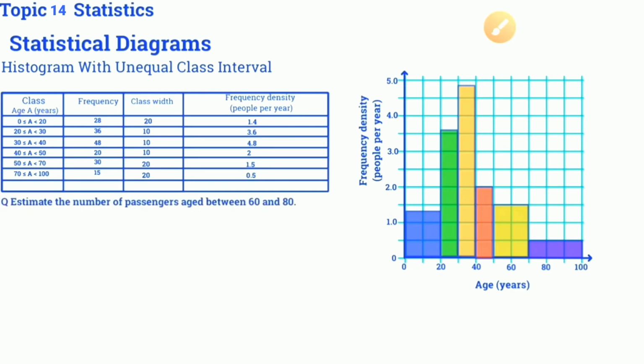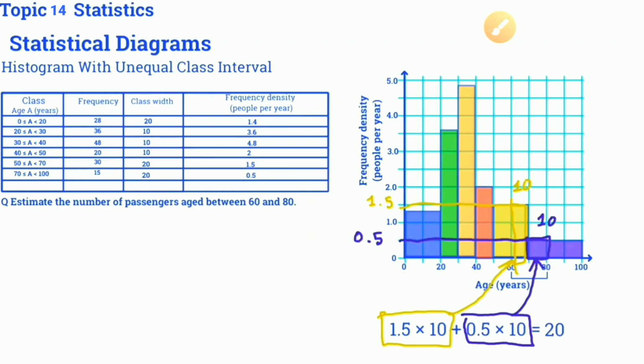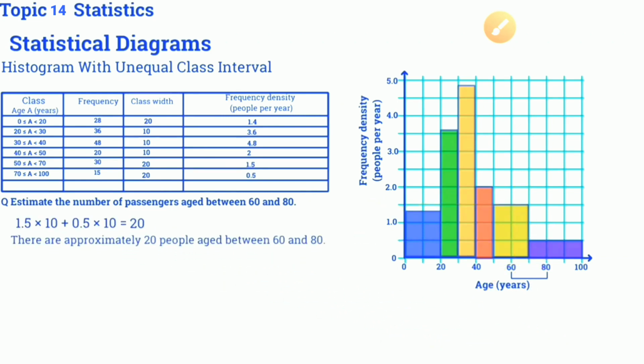Estimate the number of passengers aged between 60 and 80. We need to estimate it. First of all, we take the area from 60 to 70, so 10 multiplied by 1.5, and then plus 70 to 80, 10 multiplied by 0.5, and we get the answer as 20. This means there are approximately 20 passengers aged between 60 and 80.